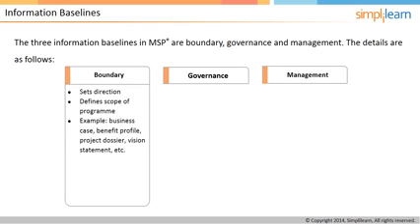Boundary. These documents set out the scope and direction of the program. They will identify what needs to be done in a program and also identify the goal. Some examples are business case, benefit profile, projects dossier, vision statement, etc. These documents should not be updated too frequently, as it indicates that the program is not sure of its direction.